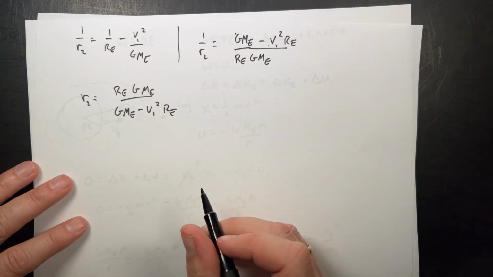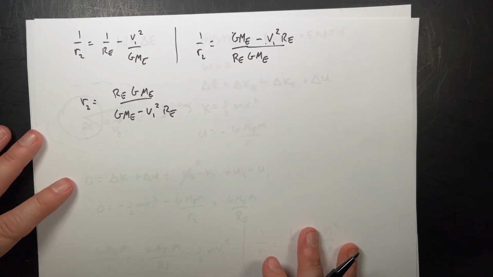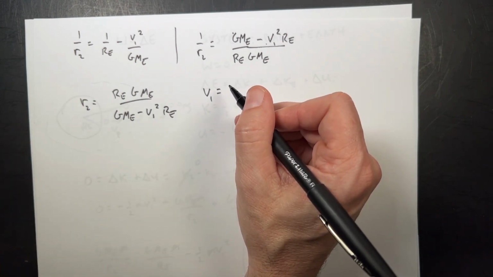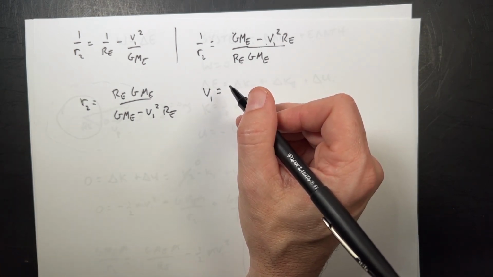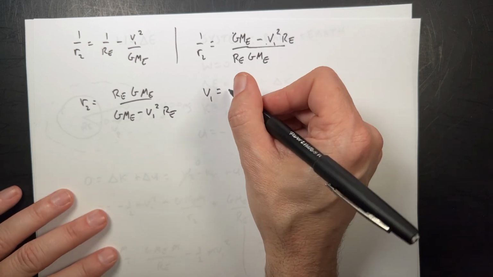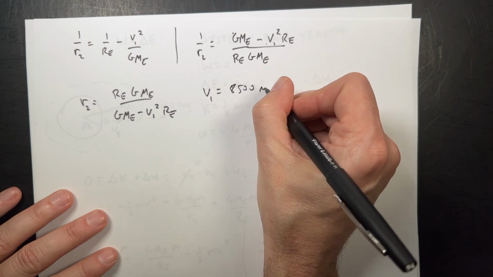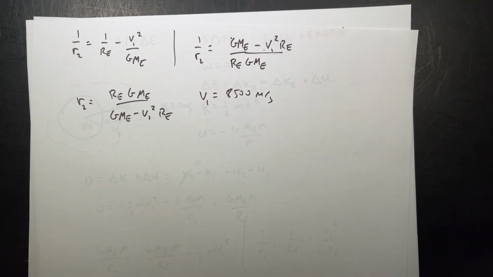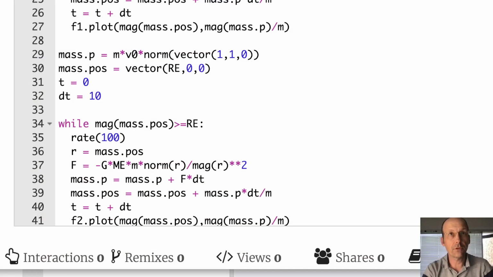Let's put in our values. I'm actually going to calculate this in Python. So let's say that v1 equals, what was my last value that I used? Because Python is the best calculator, 8,500 meters per second. Okay, so let's just calculate that. I'm going to switch over here to Python and print that out. Sorry. So here we are.